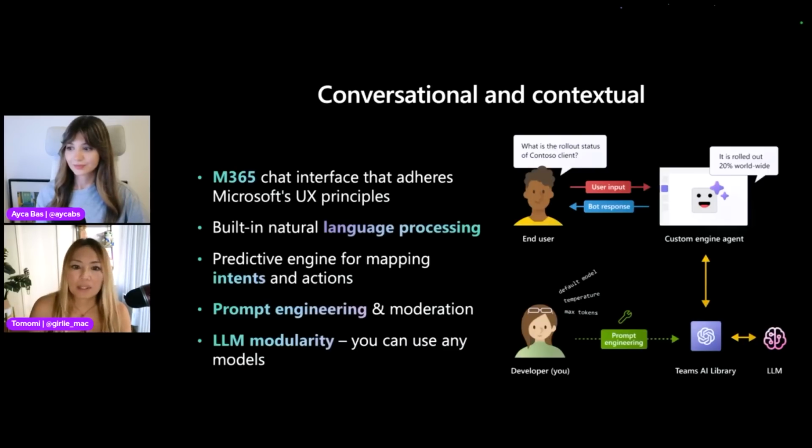And again, there's built-in natural language processing that understands user intent. As a developer, you can do prompt engineering and moderation for further customization of this agent. And LLM modularity means the Teams AI library, by default, uses OpenAI's GPT model, but you can swap it out.